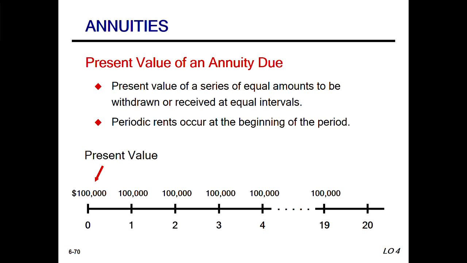Okay, so now we're going to look at how to calculate the present value of an annuity due. Remember, these are a series of equal amounts of payments, either to be withdrawn or received at equal intervals, and they occur at the beginning of the period. So we have to have that additional payment in there.